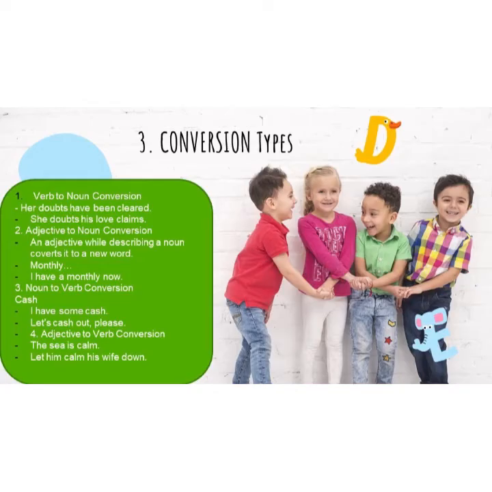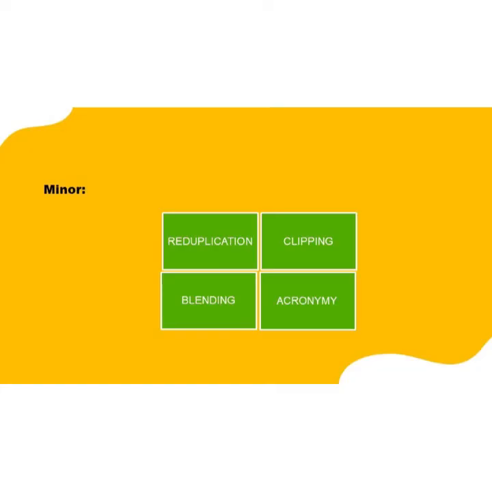The fourth type, adjective to verb conversion. The sea is calm. That is an adjective describing the sea. Let him calm. Let him do something to his wife. Let him calm his wife. This is a verb. An adjective has changed to a verb. Are we together? This brings us to minor processes of word formation: reduplication, blending, clipping, and acronymy.